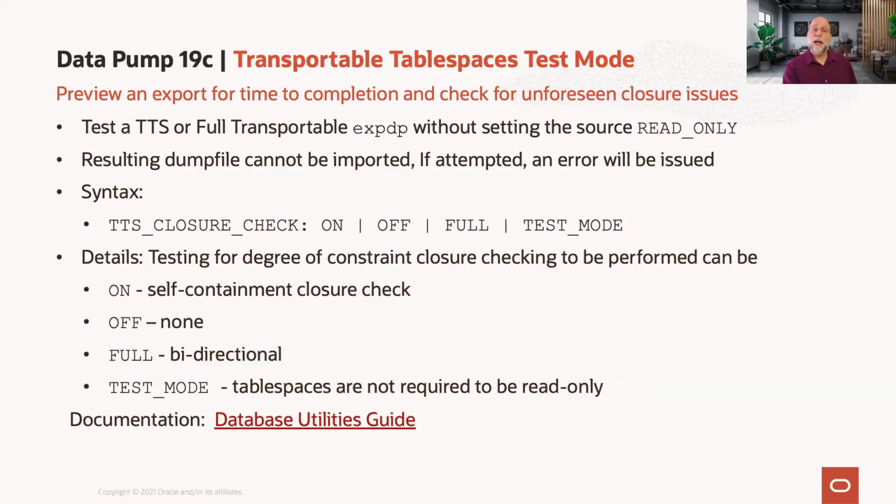Now, this is not going to be a usable export, but what it does is it goes through the whole process of exporting the metadata so that you know how long it's going to take and that it will succeed before you actually have to do the live migration. So it's just a little bit of a tool to help you with your planning, how much of a downtime window you'll need, and to make sure that at least the export side is going to succeed. Now, if you try to import that test mode export, you will get an error saying that this is not a valid transportable tablespace export for production use.